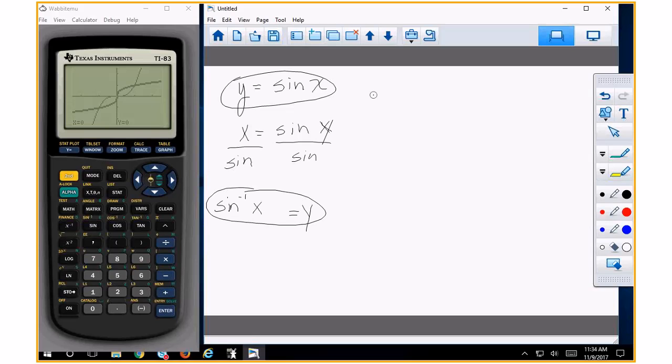Usually you're going to be given something from negative, like in this one, negative pi over 2 to pi over 2. Okay, that's going to be given. So therefore, if you were to draw the sine function from negative pi over 2 to pi over 2, it's going to look like this.